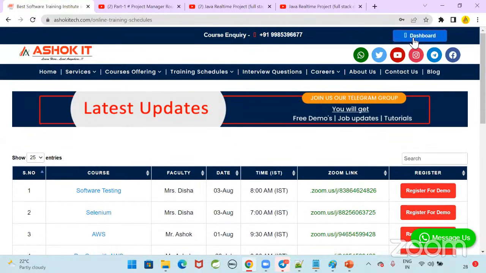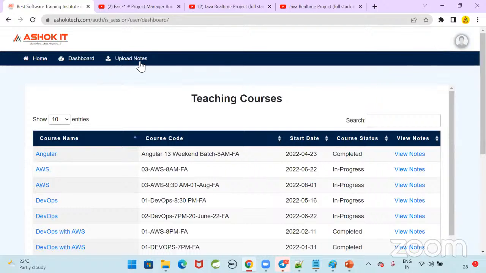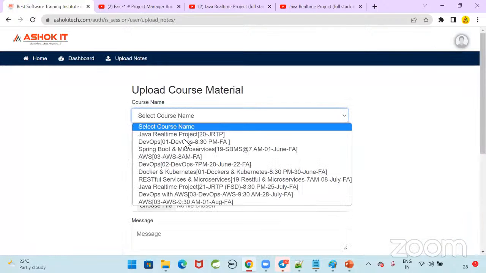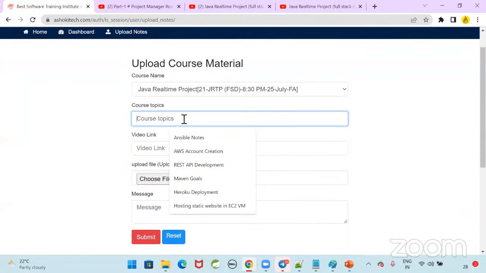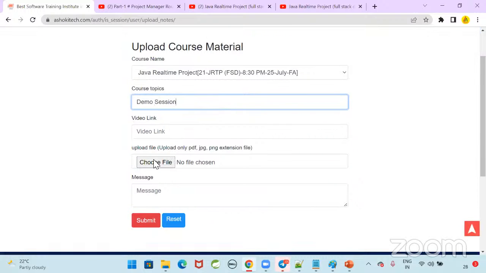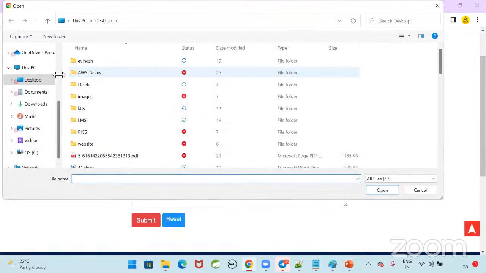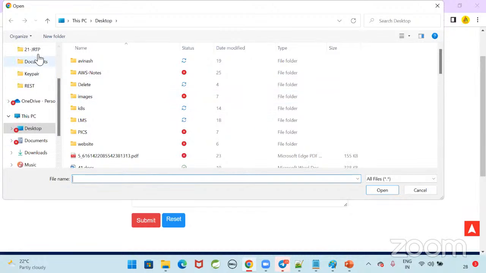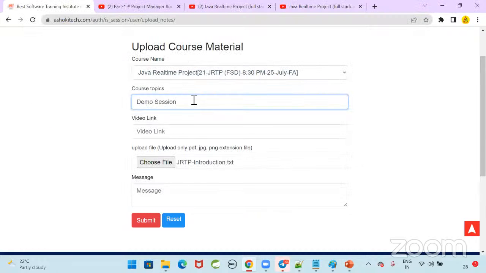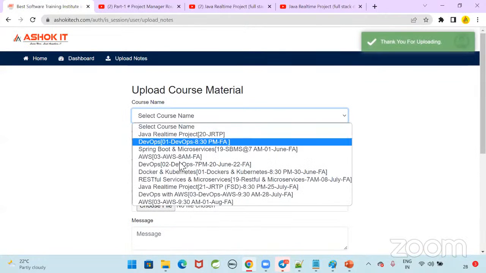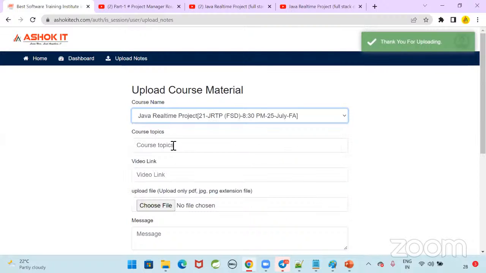And I'm going to upload the class notes also onto our website, guys. I have prepared some notes for the Java real-time project. I'm going to upload this demo session's notes every day. Class notes will be uploaded to the portal. Tomorrow you will get a call from the management and they will tell you how to access the class notes. The JRTP introduction notes and demo session notes I have uploaded here daily. After the class is completed, I will upload the notes into the portal.